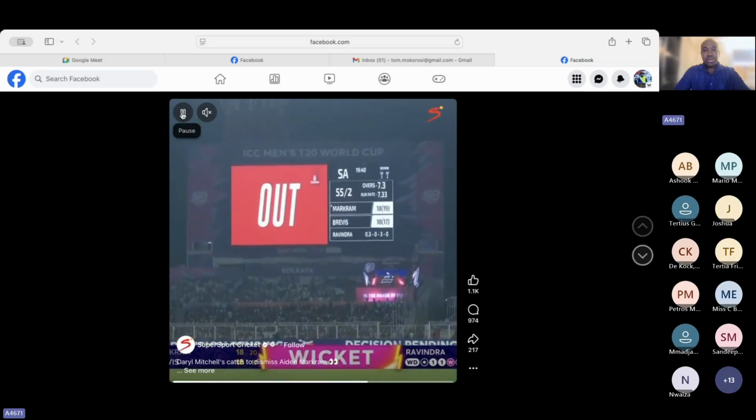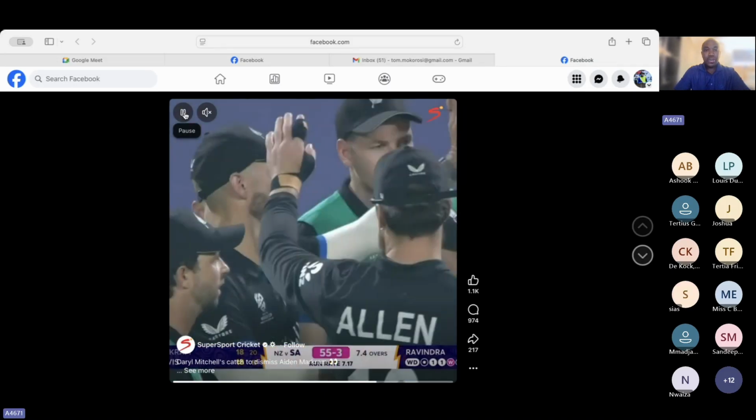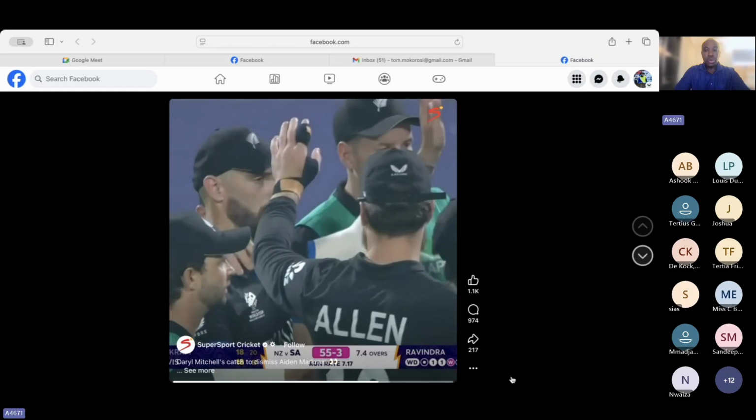Not a perfect science, because the cameras, as good as they are, will always be limited in terms of seeing if the ball has touched the ground or not. So Tertius, as a South African supporter, I'm sure you felt it was not out. As a New Zealand supporter, I'm sure they felt it was out. Unfortunately, the person whose opinion matters the most is the TV umpire. He gave it out, and so Aiden Markram was given out. Okay.